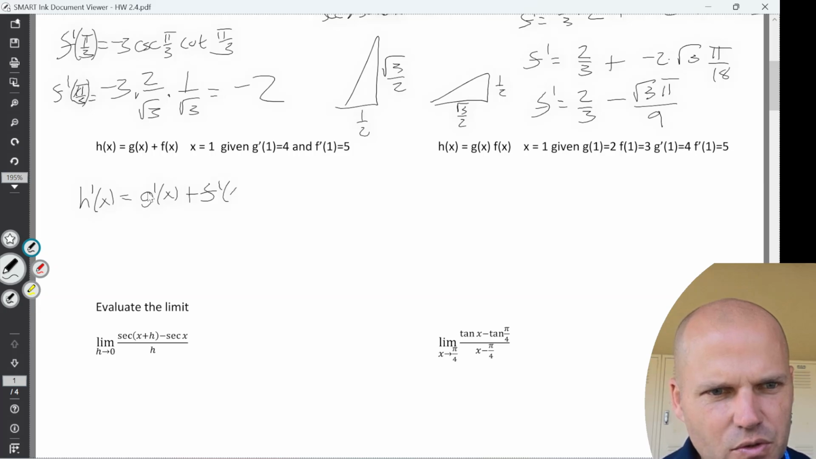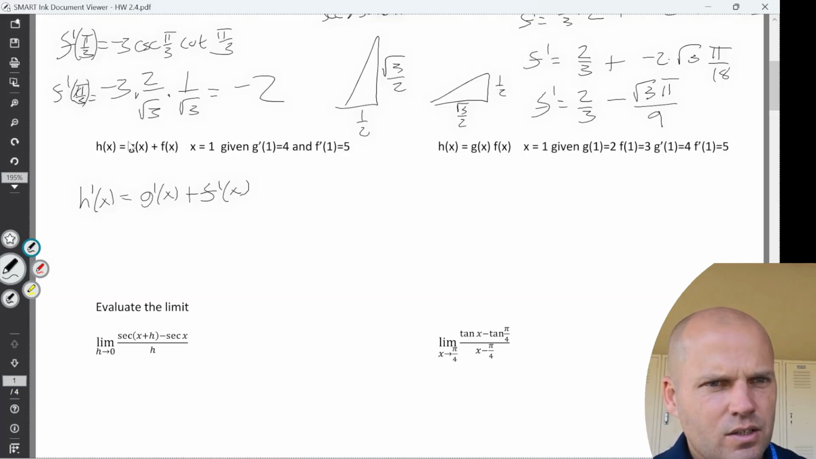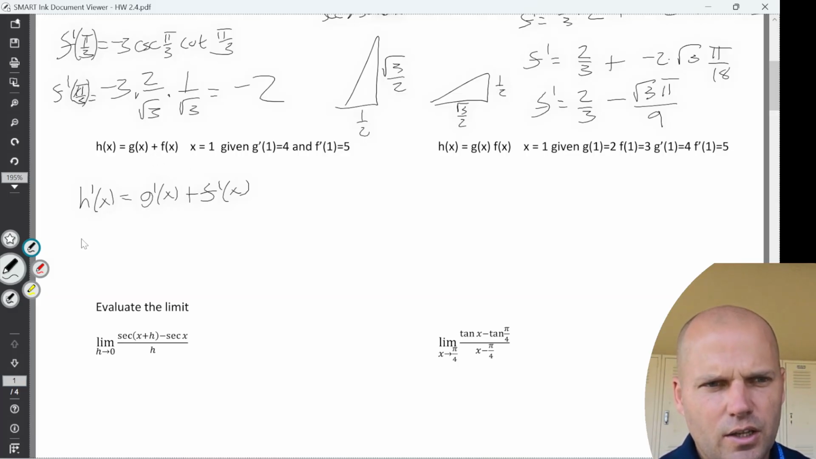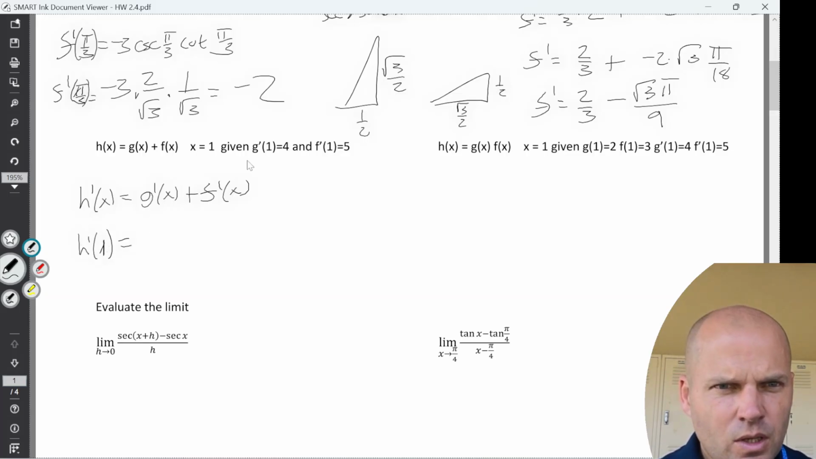Let's move on to some notational derivatives. Don't forget, the slopes of g are just the slopes of g. The slopes of f are just the slopes of f. If we need to use rules, we will, but I don't need to here. Slope of g at 1 is given to us, the slope of f at 1.